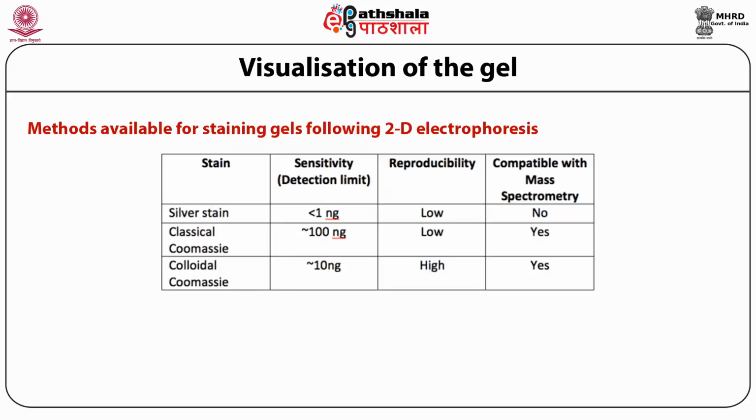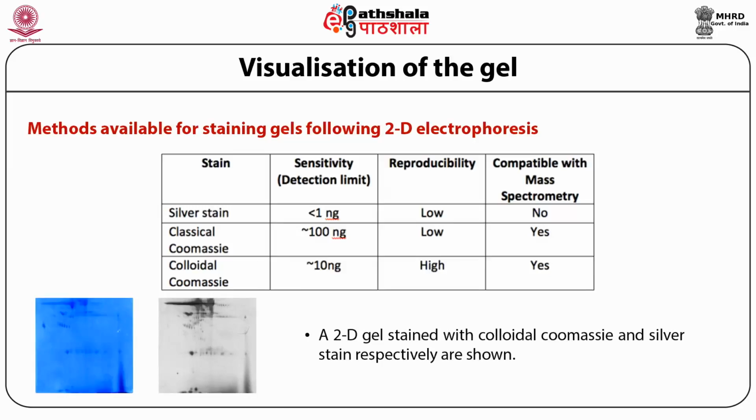The disadvantage with silver stain is it requires formaldehyde to develop the spots in the last step, and it is known that formaldehyde has a tendency to cross-link proteins. This affects its identification and its compatibility with mass spectrometry. So the reproducibility of colloidal Coomassie is very high, and it is very low in the case of silver stain and classical Coomassie.